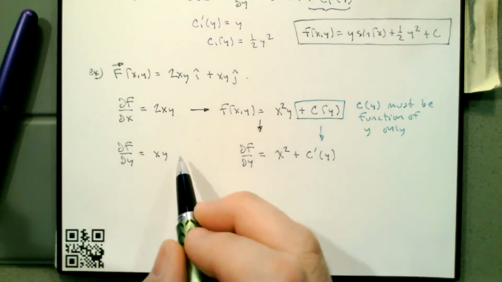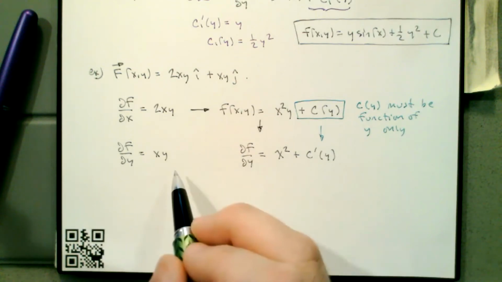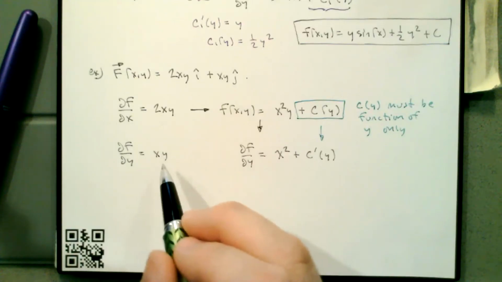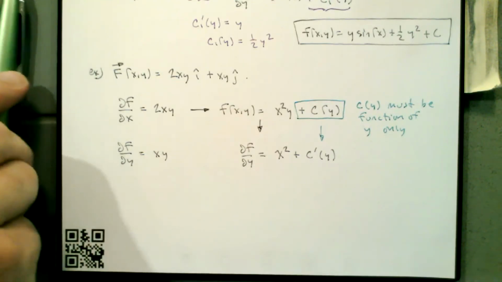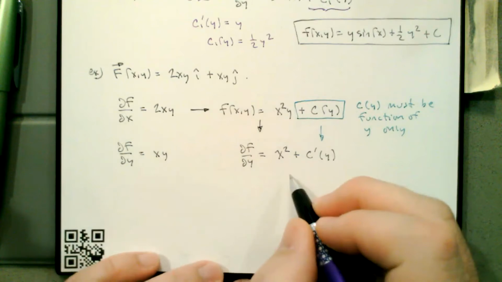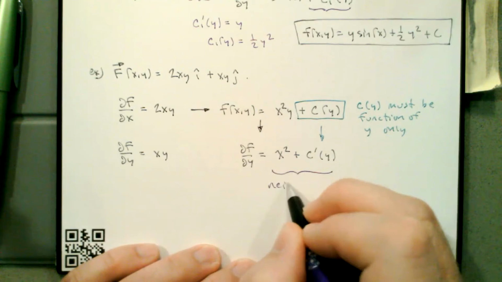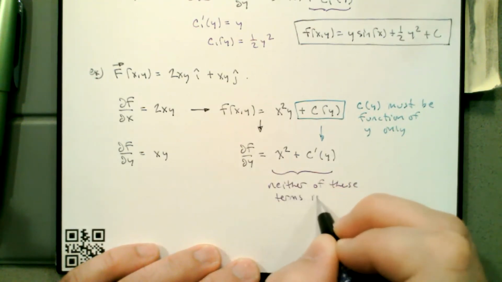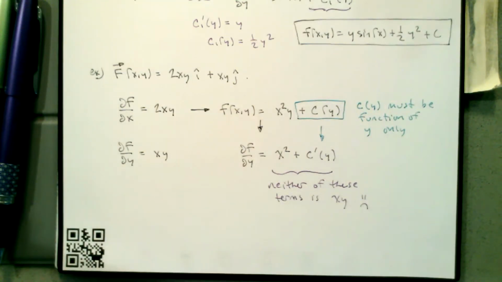This x squared might be plus c of x, a function of x only, but this c prime of y would have to be this xy, which is not a function of y only. So neither of our terms in our df dy are xy. So we can't have a potential function for this vector field. This vector field is not path independent.